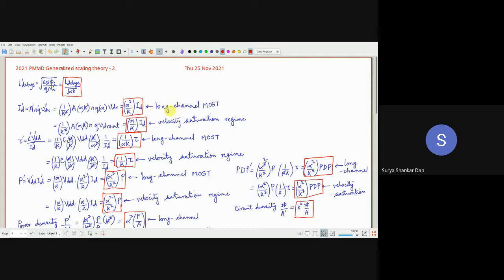So this is for the long channel MOS transistor. Why is it long channel? Since we are assuming that V drift is equal to mu n into the field. So this is going to be true only for long channel devices. All right, so that is how we got this factor alpha square by k.